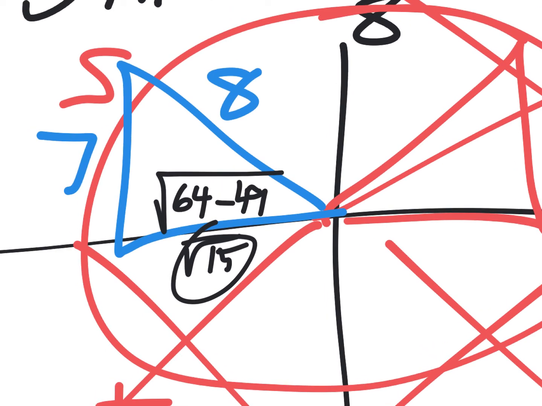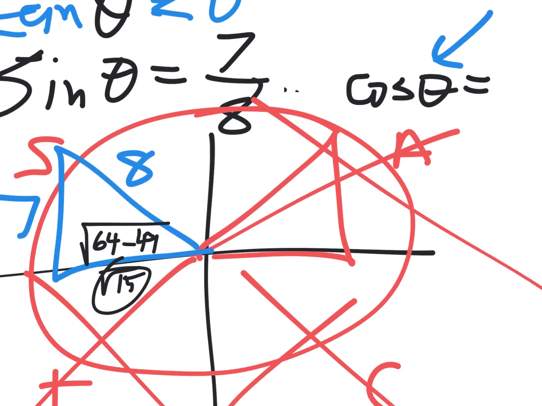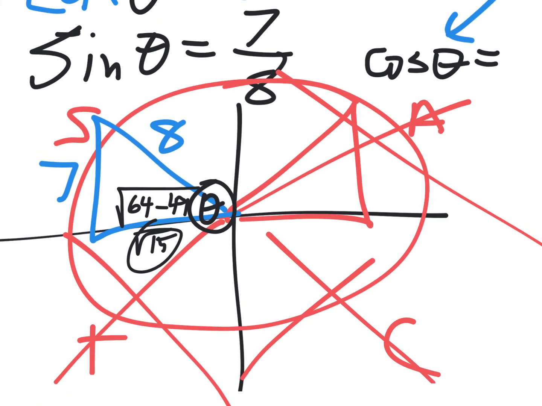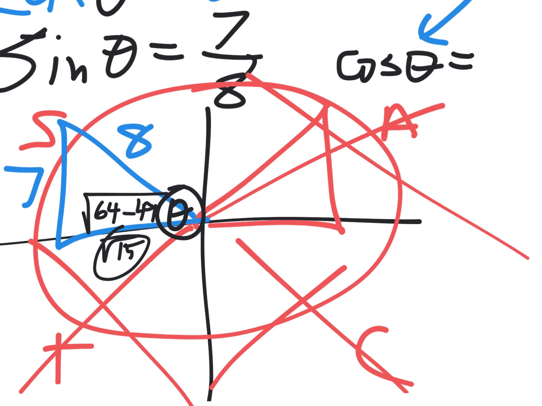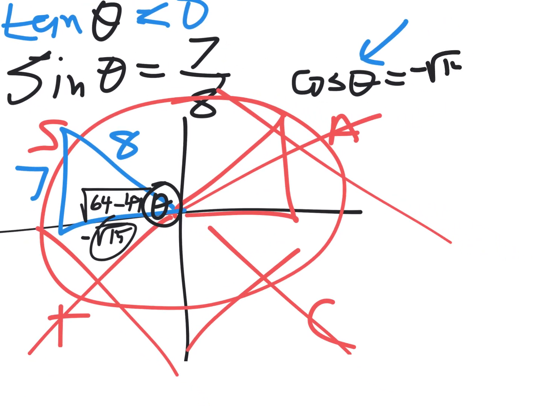And the last thing is the actual answer, Jack. What is the cosine of that angle? This key angle right there. Oh, it's negative. Oh, it's negative root 15. Thank you for catching that. Most common mistake in circle trig. Now I have the answer: negative square root 15, negative root 15 over 8.